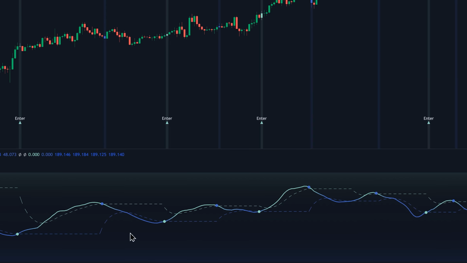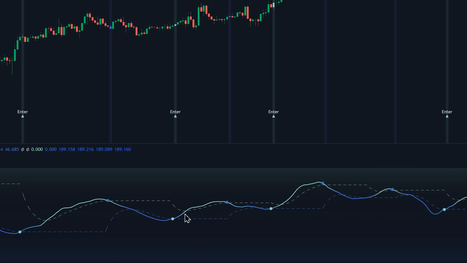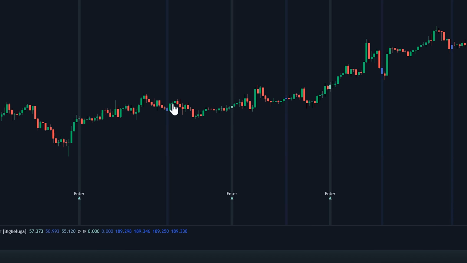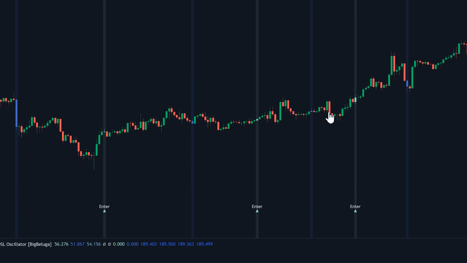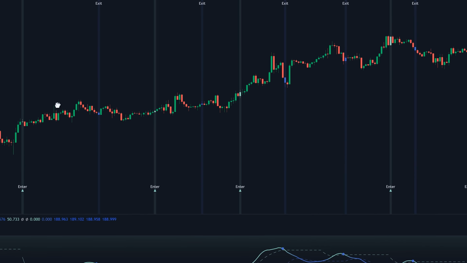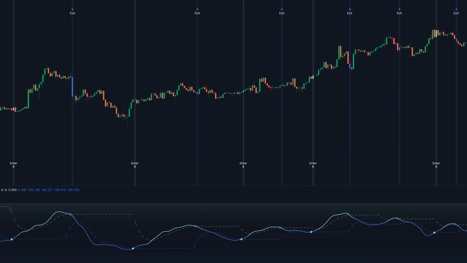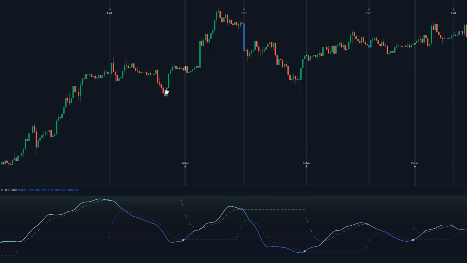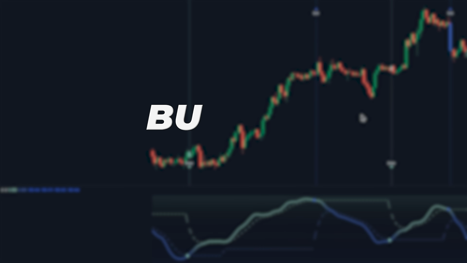Now, in areas where the oscillator is converging with the DSL line, crisscrossing each other every now and then, that would indicate weakening momentum or the end of a strong trend, indicating areas where we shouldn't be taking any positions. Now, speaking of taking positions, how can we use this indicator to take positions within a strategy? Well, on its own, this indicator can be used as an additional confirmation indicator or as a buy-sell indicator.